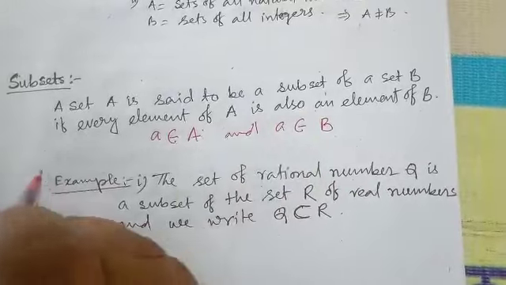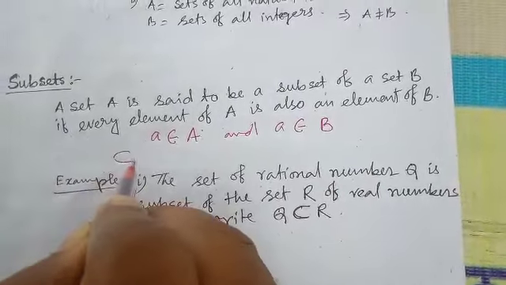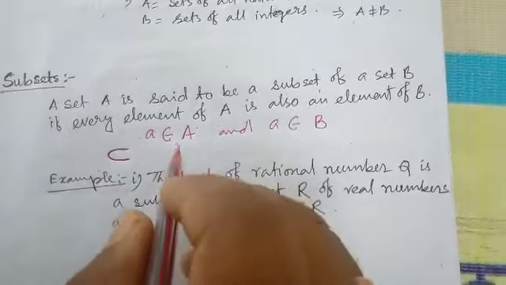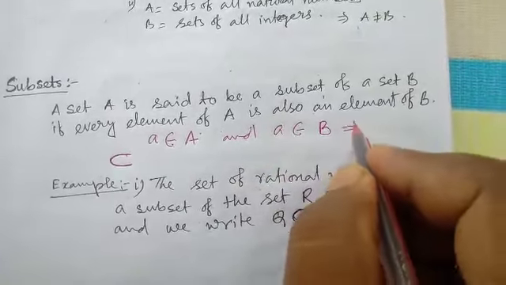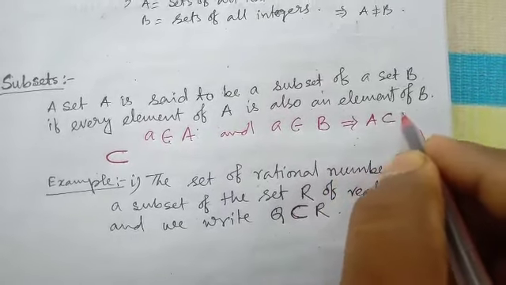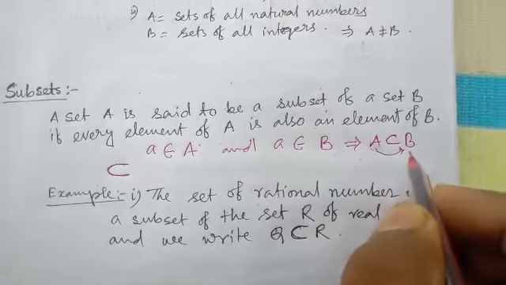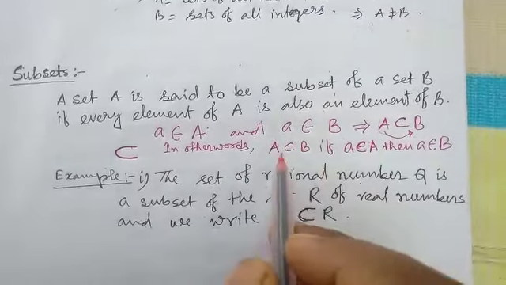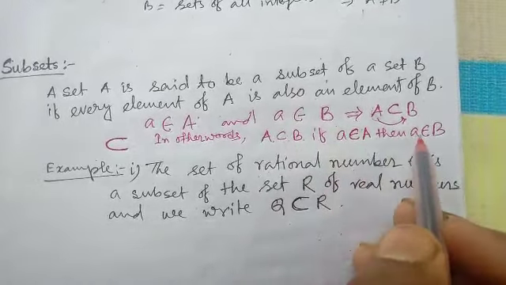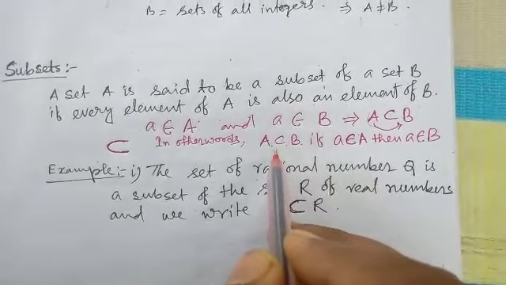Okay, so you denote a subset by this symbol. This symbol is the meaning of subset. And how do you write it? You write it as A is a subset of B. So what is the meaning? A is a subset of B if a belongs to A, then a belongs to B. Then you can say that A is a subset of B.